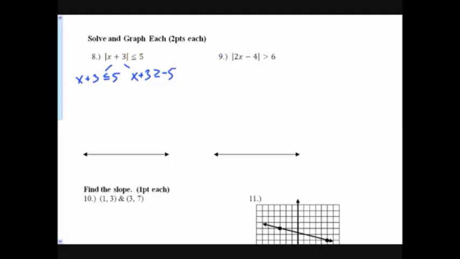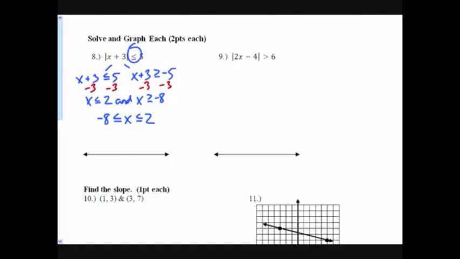And now I just have to solve each of these. I subtract the 3 from each side. So I get x is less than or equal to 2. Over here I subtract the 3, and I find out that x is greater than or equal to -8. And then I have to decide if this is an and or an or inequality. Since the absolute value is less than up here, it means it's an and inequality. And since it's an and, I can write it as one string. It's -8 less than or equal to x less than or equal to 2.